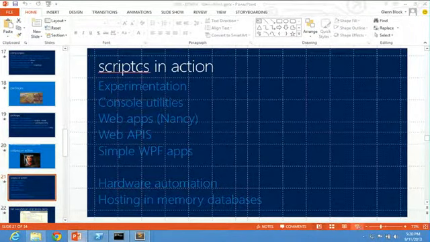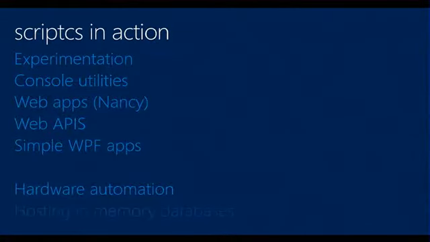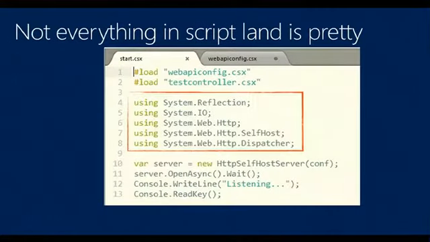So what are the kinds of things that you would use scriptcs for? Experimentation. You just want to play around with some APIs. Console utilities. We saw how you could do that with arguments. Web apps. Some people are actually saying they want to use this for real web apps. They're saying they're simple web apps, internal apps, and they're fine with just using some script for doing it. And if that works for you, great. Web APIs, simple WPF apps, hardware automation, which just popped up. There's a sample there of using RavenDB for hosting in memory.